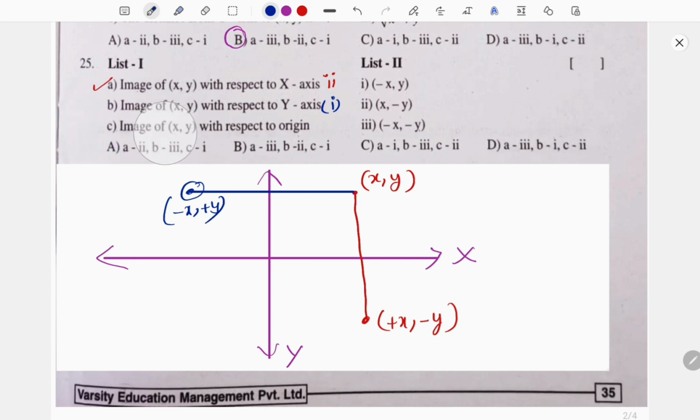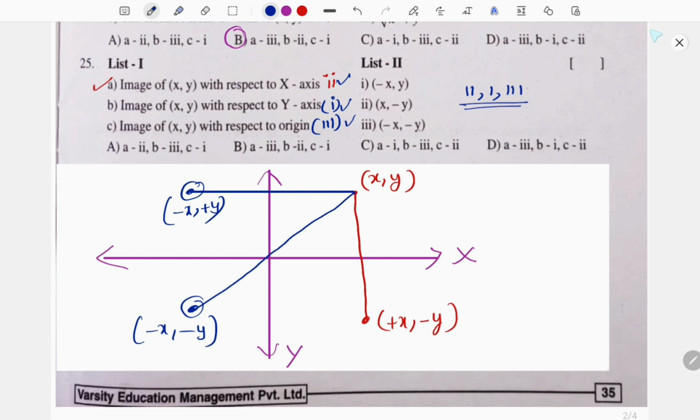Now, the image of x comma y with respect to the origin. With respect to the origin means like this. Now, this is in the third quadrant. So minus x comma minus y. So this is the third one. So what is the answer? 2, 1, 3. That option is not there, but you can write the right answer is 2, 1, 3.